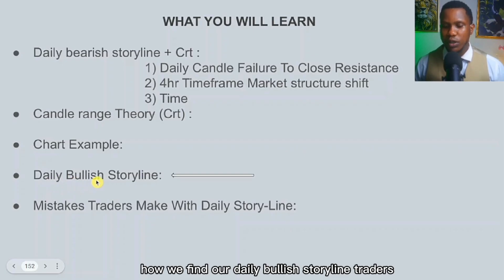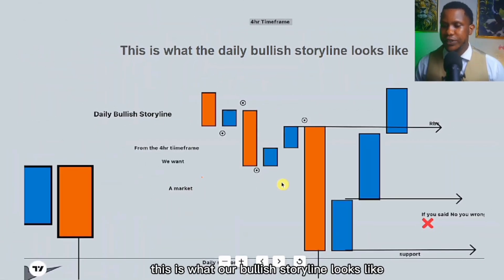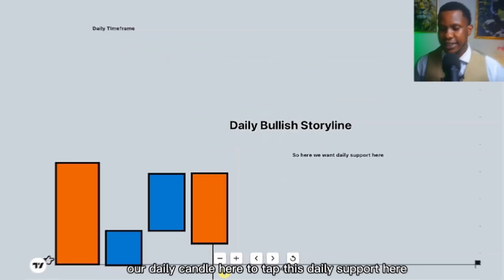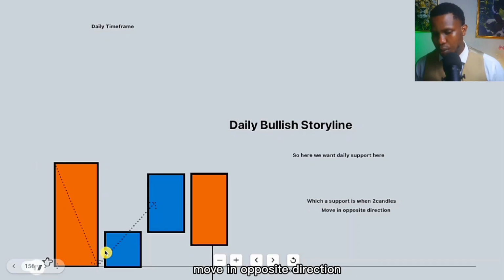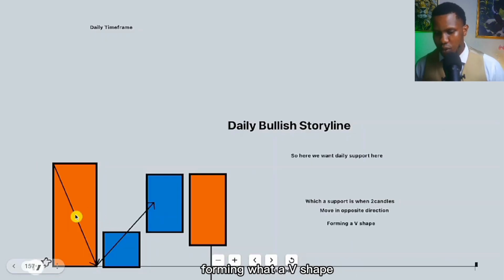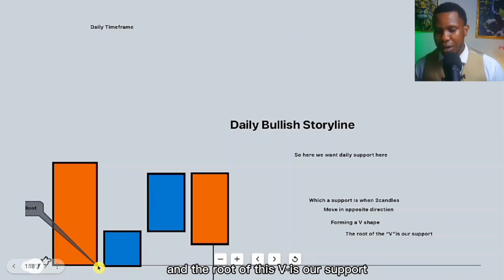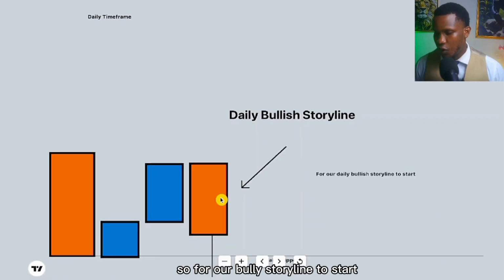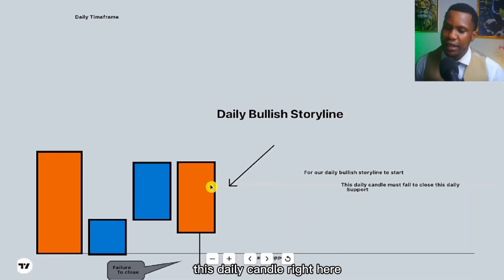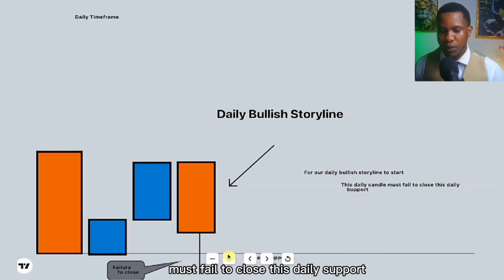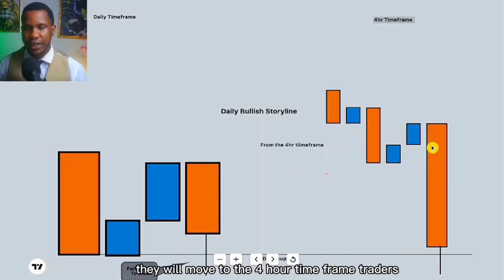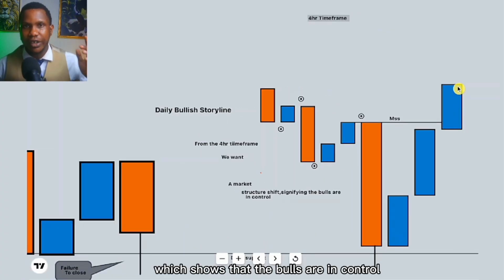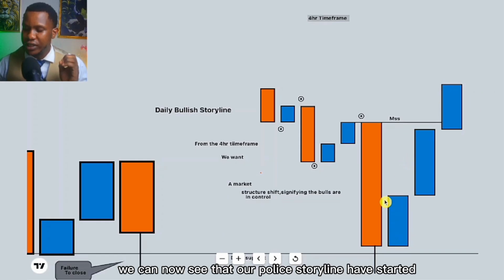How do we find our daily bullish storyline, traders? This is what our bullish storyline looks like. Here we want our daily candle to tap this daily support, where a daily support is when two candles move in opposite directions, forming a V shape, and the root of this V is our support. If you don't know how we mark this, I'm going to be linking our MSNR playlist right here. So for our bullish storyline to start, this daily candle right here must fail to close this daily support. Then we'll move to the 4-hour time frame, traders, and we want a market structure shift, which shows that the bulls are in control. We can now say that our bullish storyline has started.